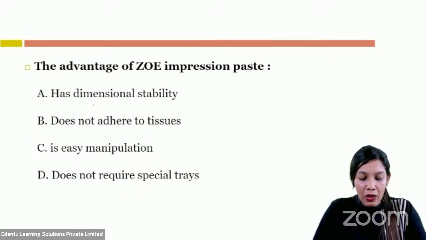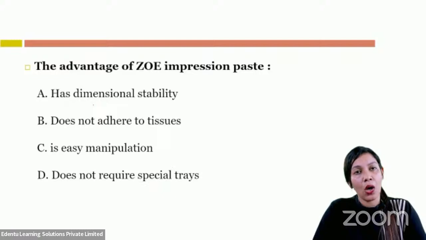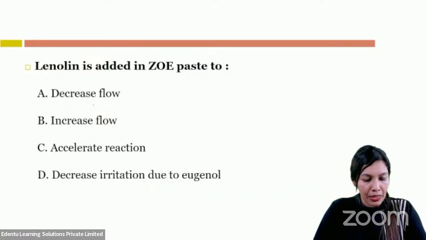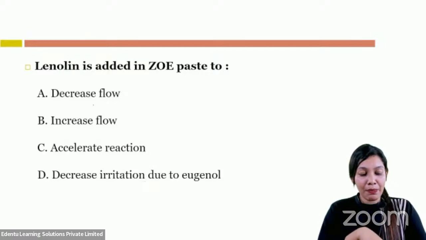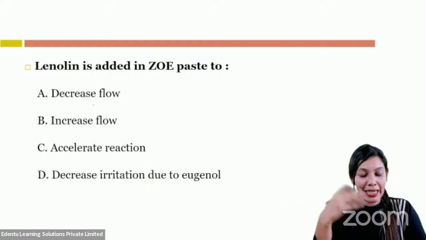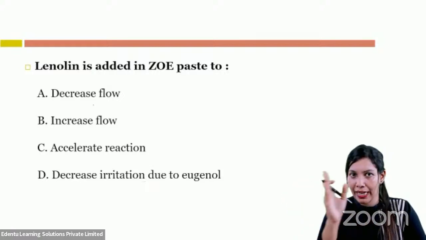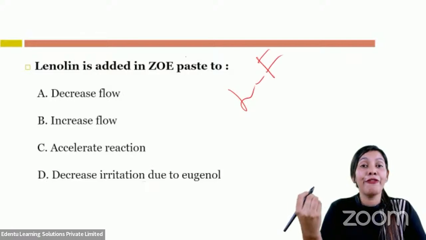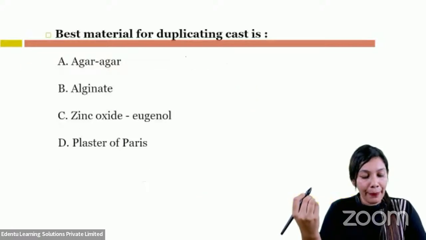The advantage of zinc oxide eugenol impression paste is, of course, its dimensional stability. That is a very important property that you have to keep in mind. But again, I have explained this topic. Why is lanolin added? Again, to increase the flow. I have already explained that lanolin is added to increase the flow of zinc oxide eugenol paste.